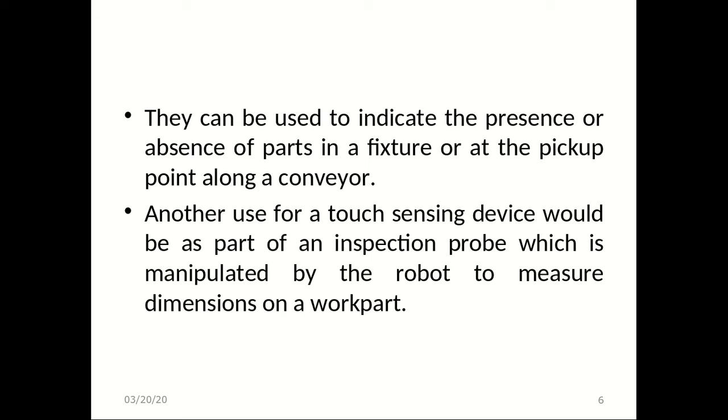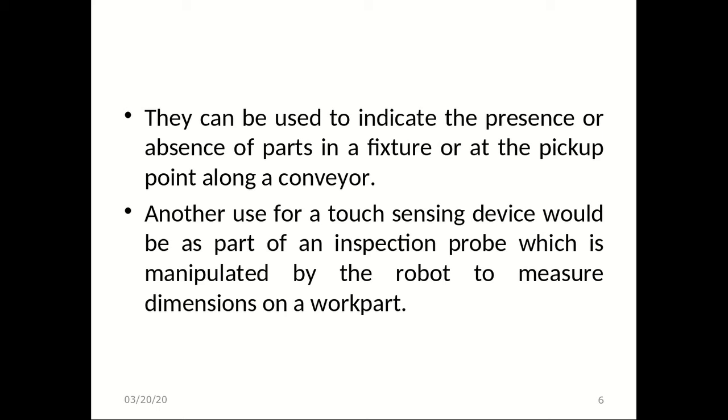Then another use, they can be used to indicate the presence or absence of parts, a fixture or a pickup point along a conveyor. Suppose a conveyor belt is moving, it can be used to identify whether the part is present or absent. Another use of a touch sensing device would be as part of an inspection probe, which is manipulated by a robot to measure dimensions on a work part.